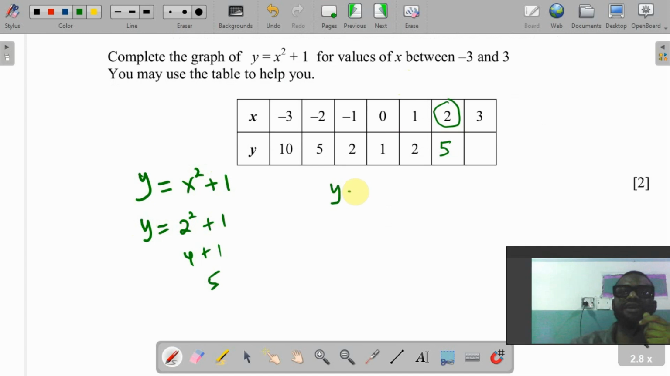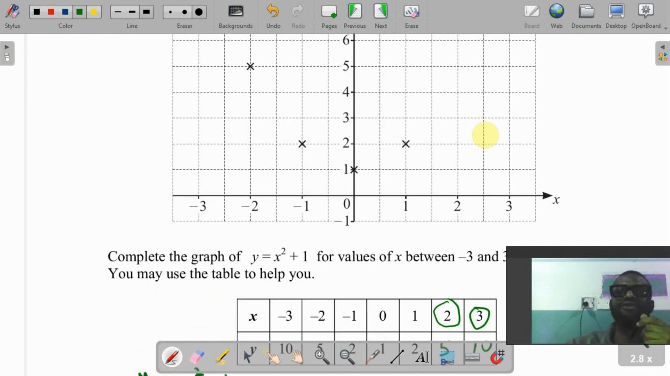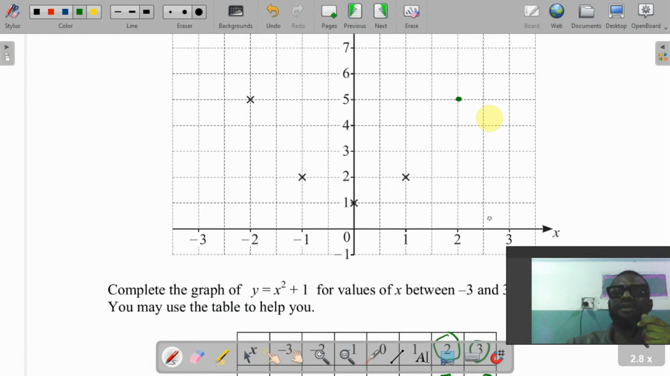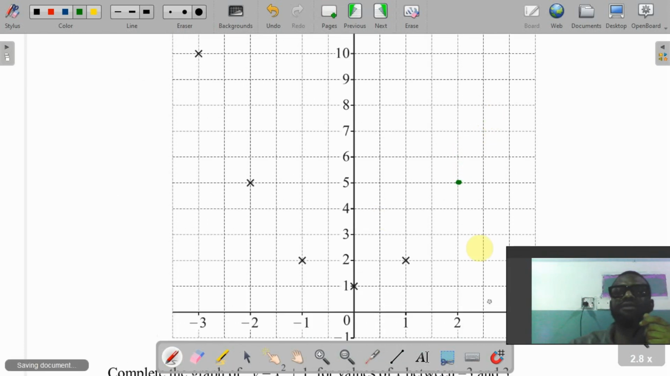The same, y equals x squared plus 1. This time x is 3. So y becomes 3 squared plus 1, which is 10. So when x is 2, y is 5, and when x is 3, y is 10. I plot these points here.